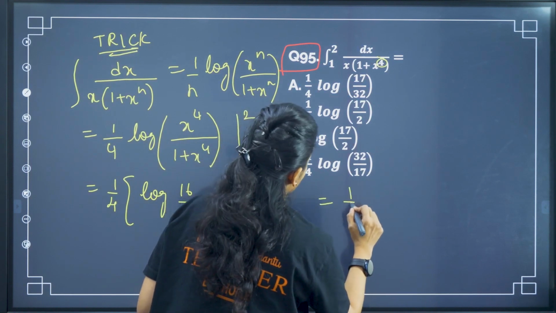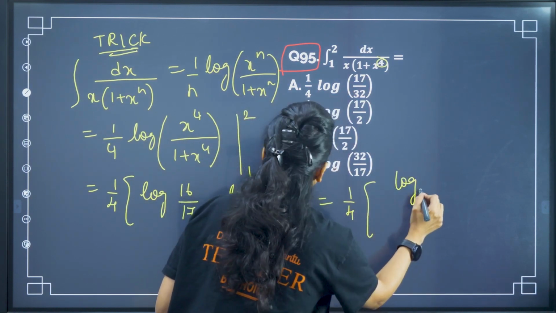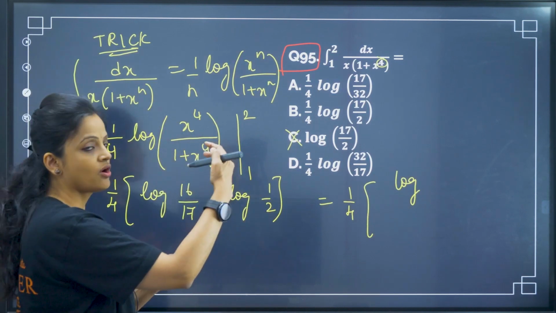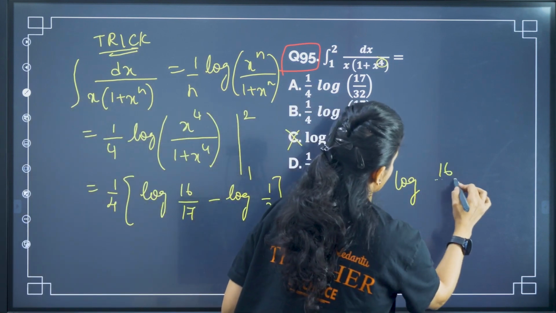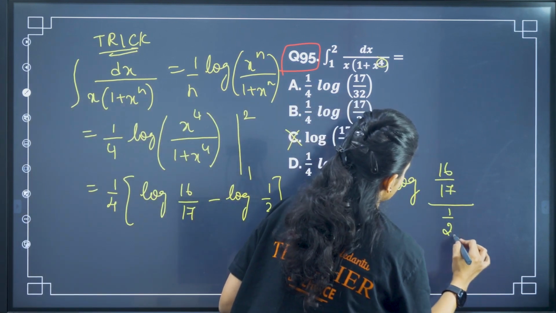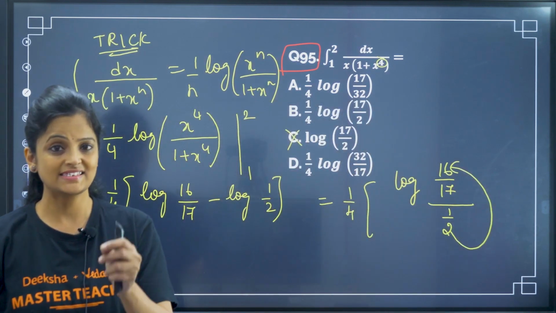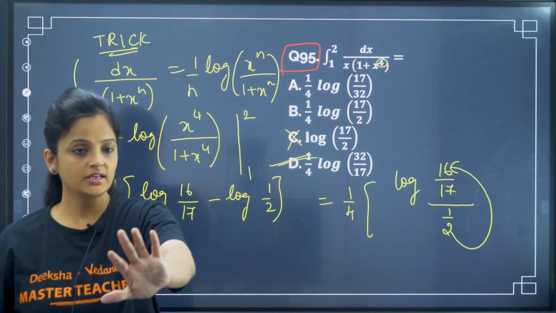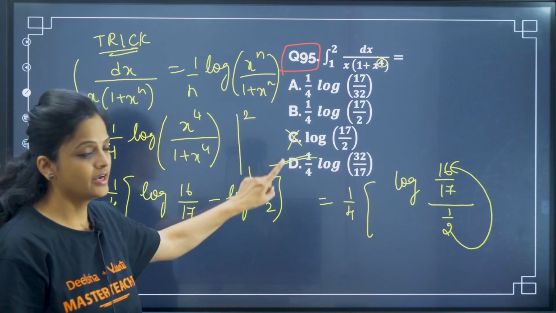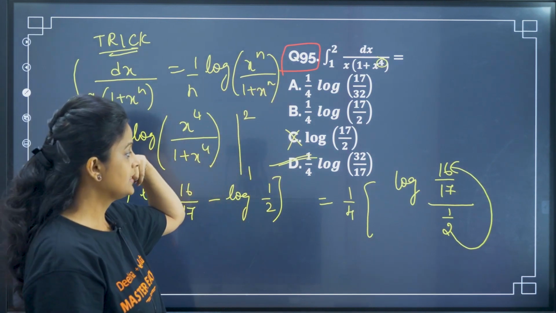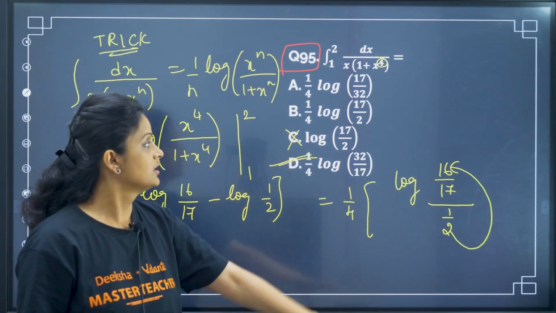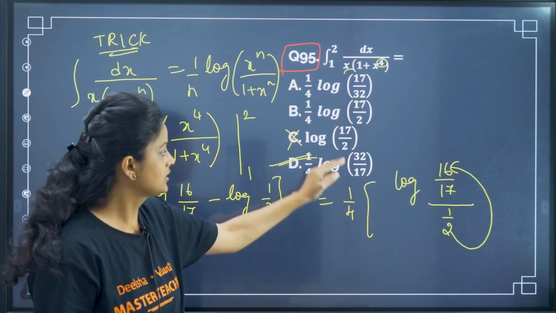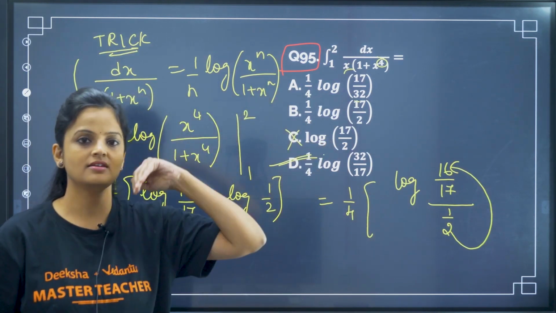So let's see, 1 by 4 into log of 16 by 17, log m minus log n can be written as log m by n. So 16 by 17 divided by 1 by 2. So this 2 will go and get multiplied with the 16. So I have option D. How many of you have written option D? See, there is a close call here between A and D. If you calculate in your mind, if you are not writing the steps and go wrong, you would have chosen this. So this 2 will go and be multiplied with the 16. So 32 will be in the numerator, 17 in the denominator.